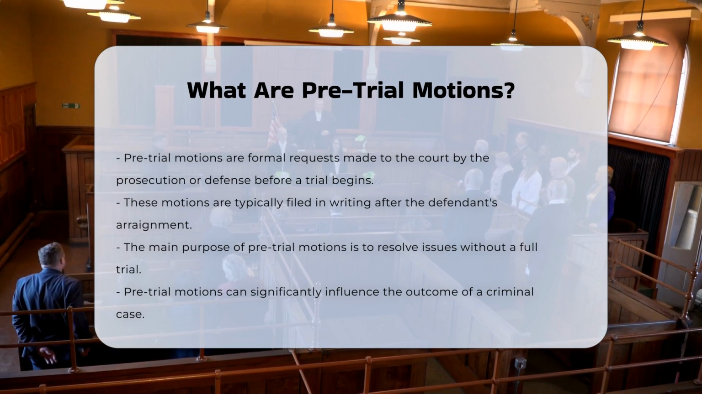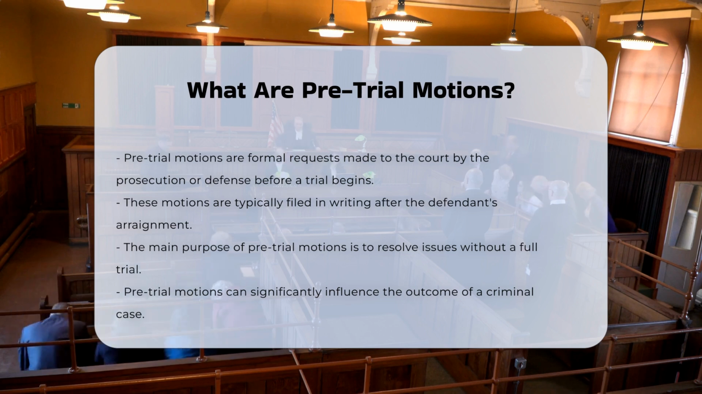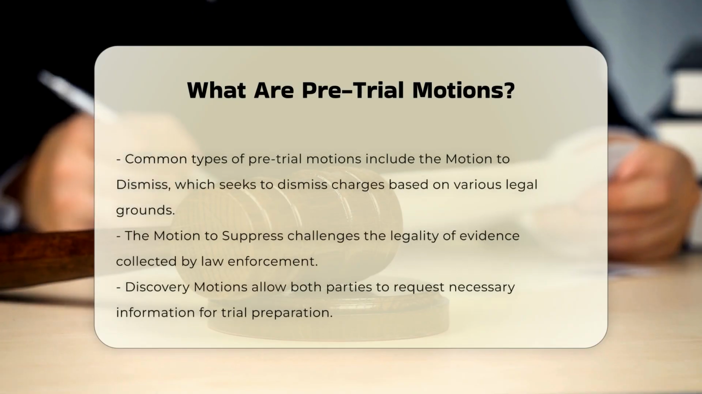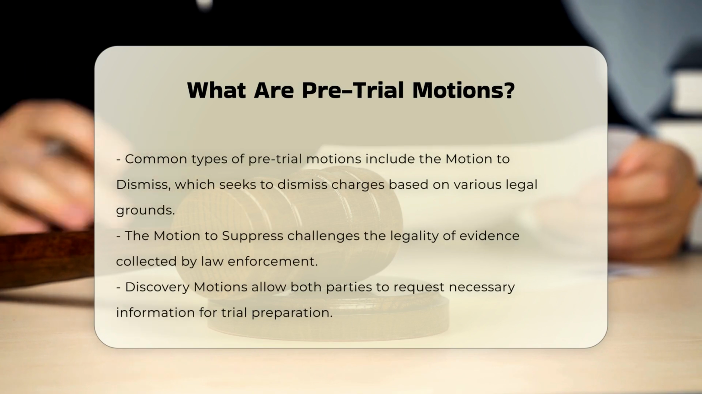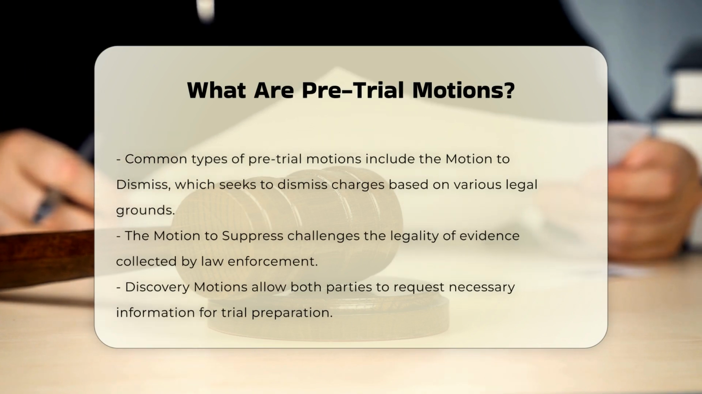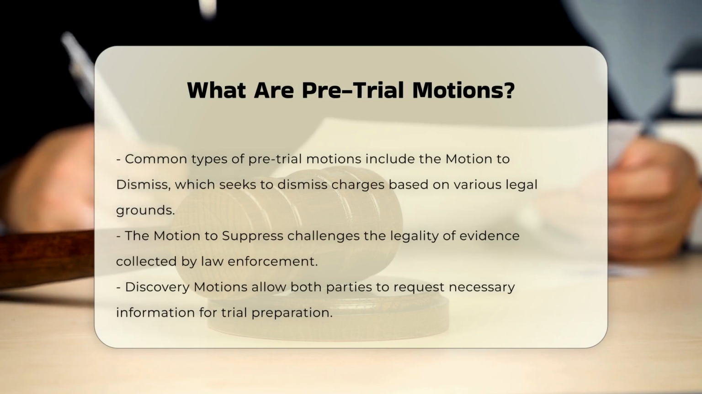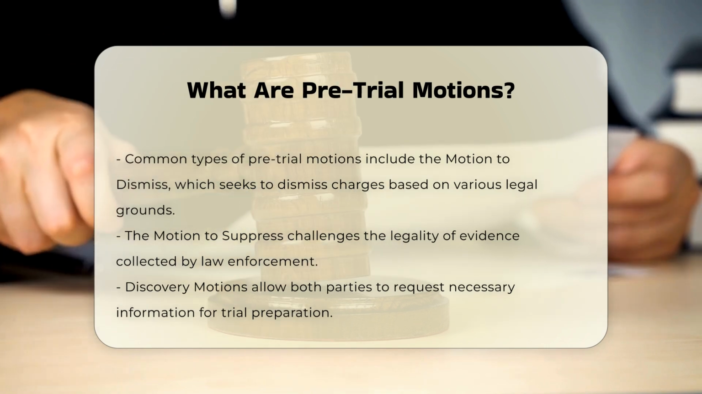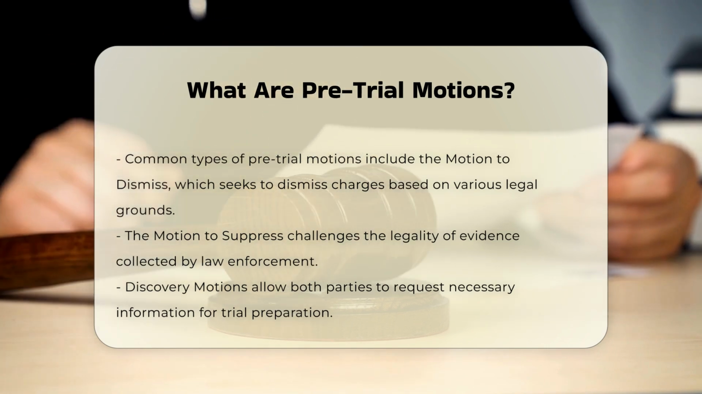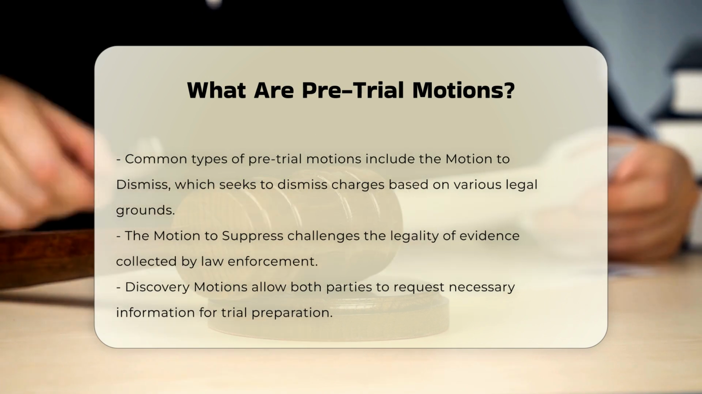Types of pretrial motions. Several types of pretrial motions can be filed. Motion to dismiss. This motion seeks to dismiss some or all of the charges against the defendant, often based on insufficient evidence, violations of constitutional rights, or lack of probable cause. Motion to suppress. This motion challenges the legality of evidence collected, such as disputing the validity of a search warrant or questioning the lawfulness of an arrest.